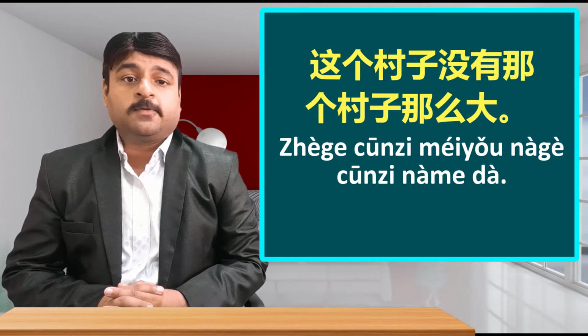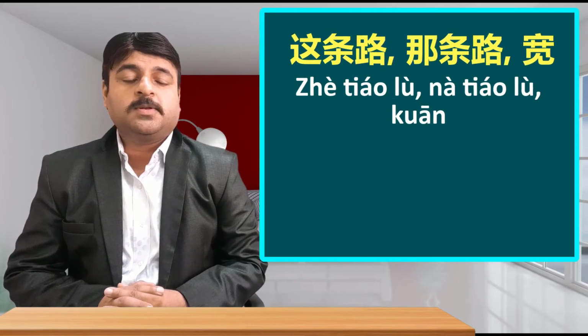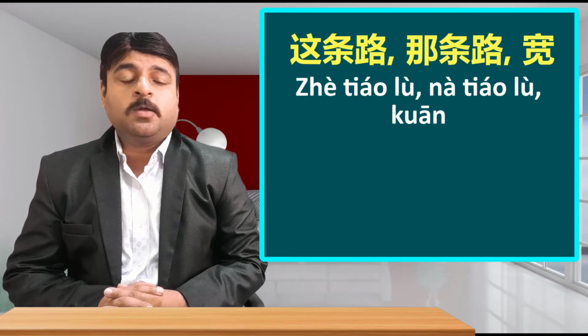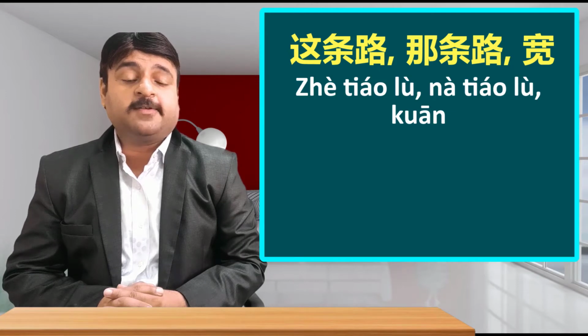Let us read out the words from the box to make replacements. Let us read out the following words. 这条路没有那条路宽. This road, that road, wide. This road is not as wide as that road. 没有 is not have. This road does not have the same width as that road.